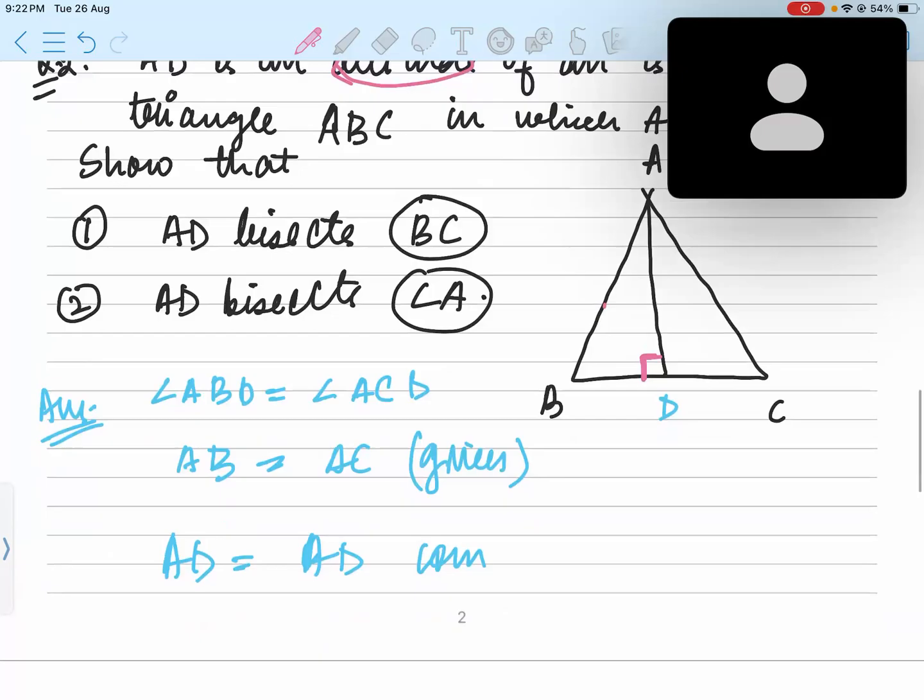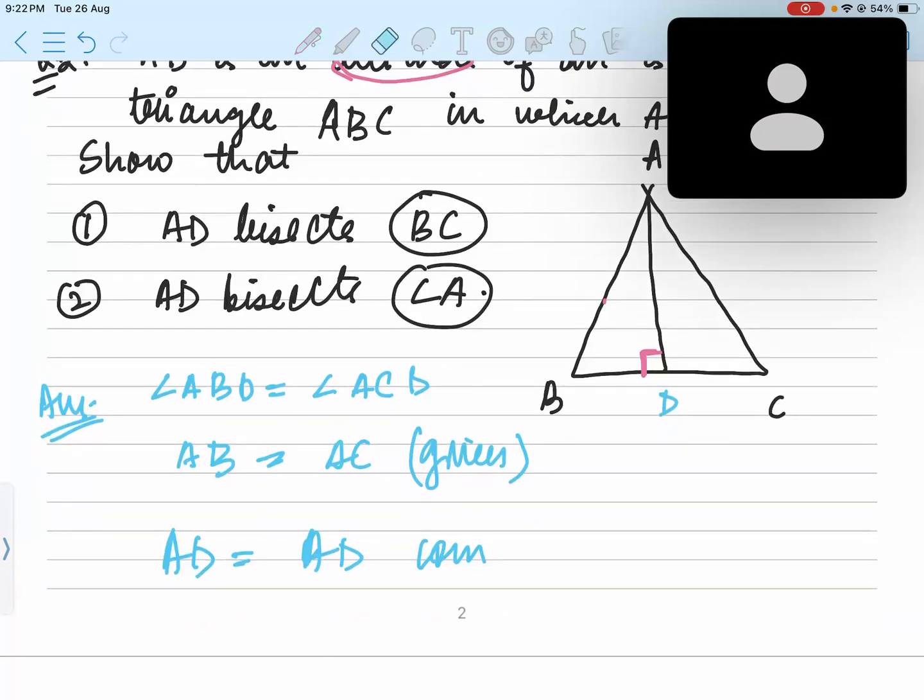Now, children, these meanings you should know. And I always keep on revising the meaning of a perpendicular bisector, altitude. All of these things are very important. So altitude means a line that's falling to another side at 90-degree angles. So that means this becomes 90 degrees. So this becomes RHS congruency: right angle, hypotenuse, and side.